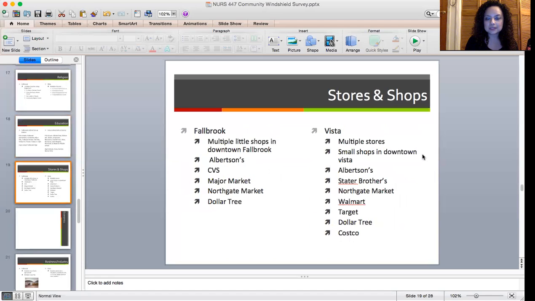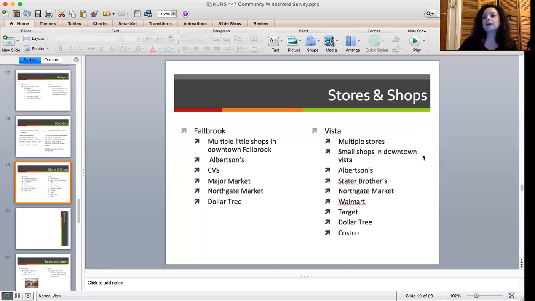Stores and shops. In Fallbrook, there are multiple little shops in downtown Fallbrook, mostly mom and pop stores. There didn't seem like there was much selection for stores. There's an Albertsons, CVS, Major Market, Northgate Market, and a Dollar Tree.